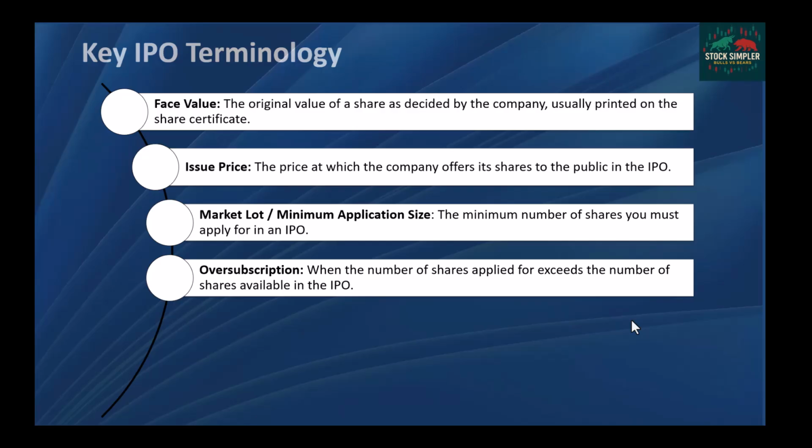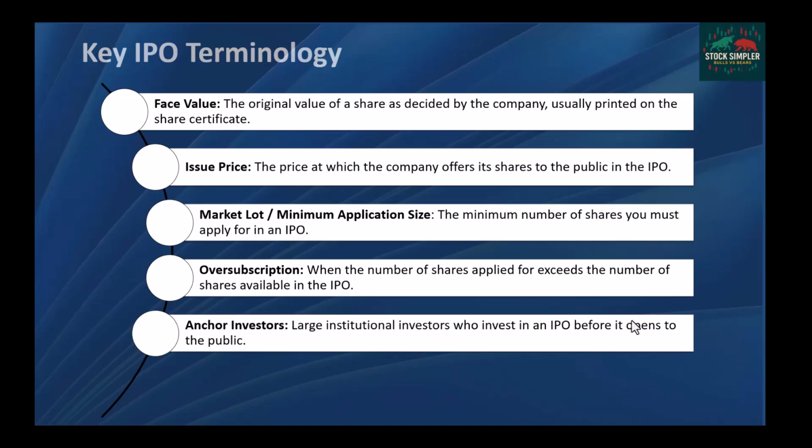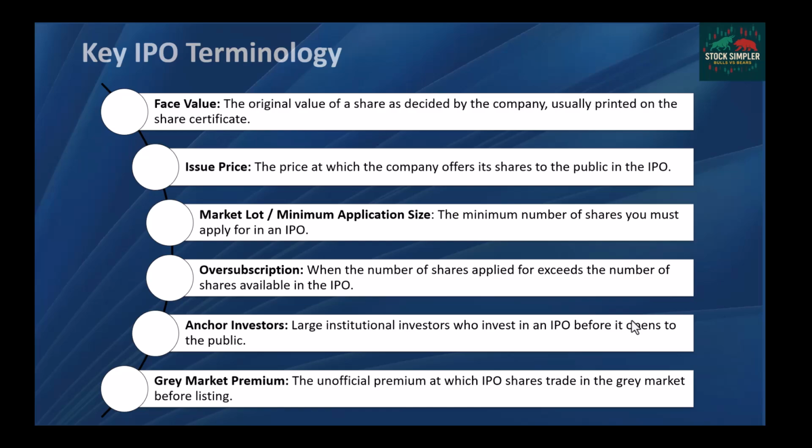The next terminology is the anchor investor. These are usually large institutional investors who invest in an IPO before it opens for the public, and there is a fixed time duration within which they cannot sell the shares. Next is the grey market premium, which is the unofficial premium at which IPO shares are traded in the grey market before the listing. We'll learn more about it in the next slide.